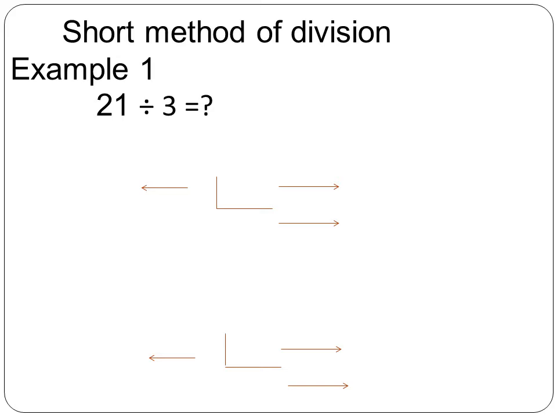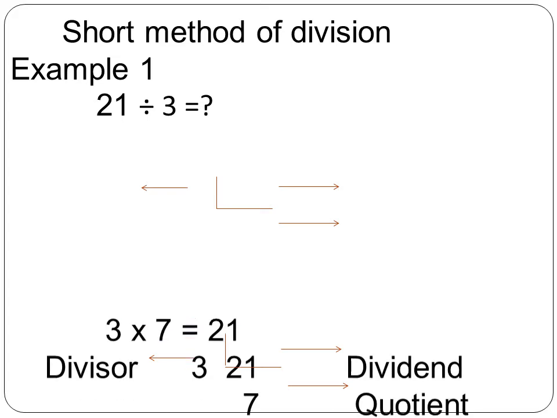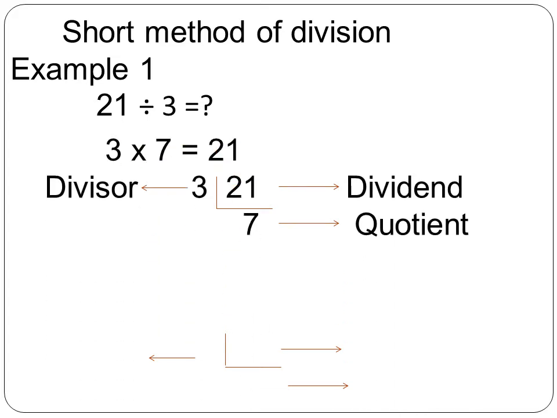Short method of division. Here we divide the numbers using reverse multiplication and write the dividend, divisor and quotient as shown in the following example. Example 1, 21 divided by 3. So you have to place numbers this way. So from the multiplication table of 3, we know that 3 sevens are 21. So I am writing the number 7 below 21. So here 3 is the divisor, 21 is the dividend, 7 is the quotient.